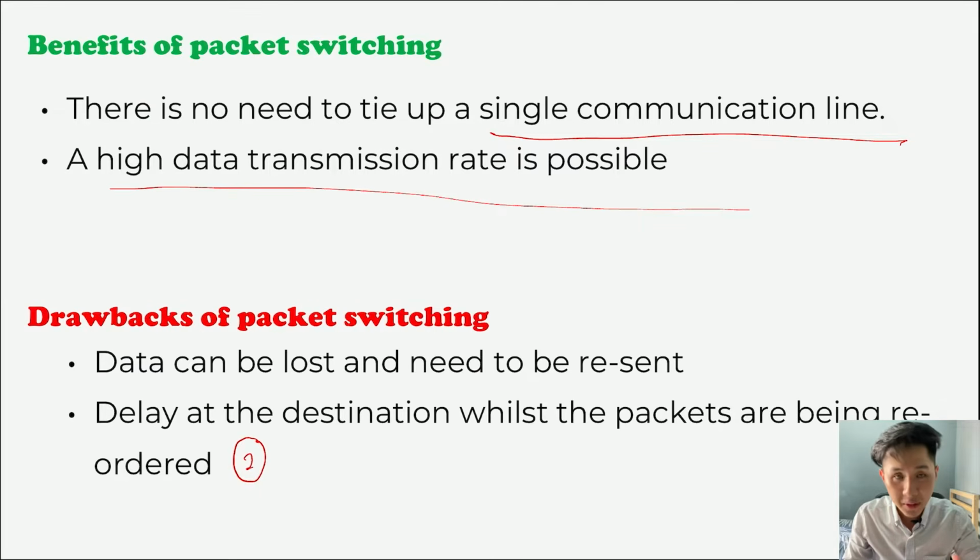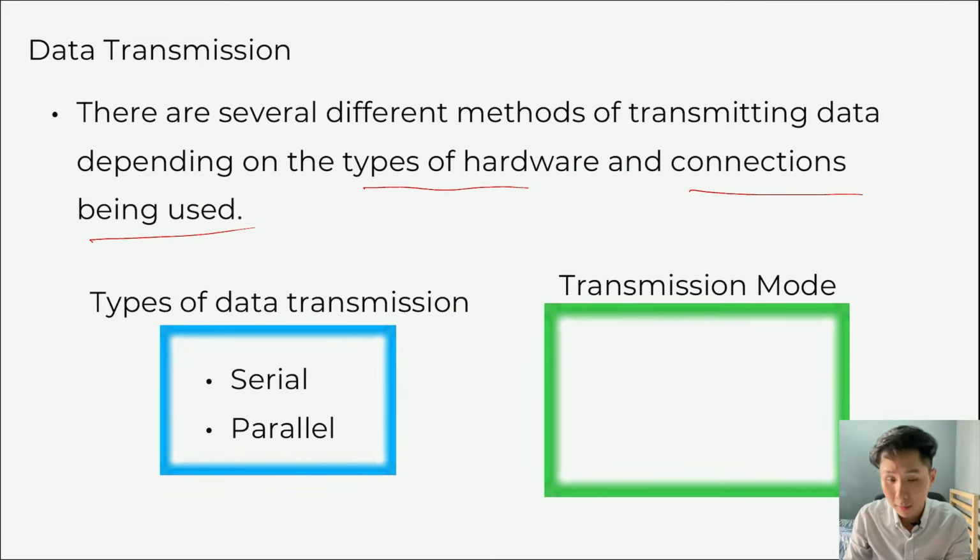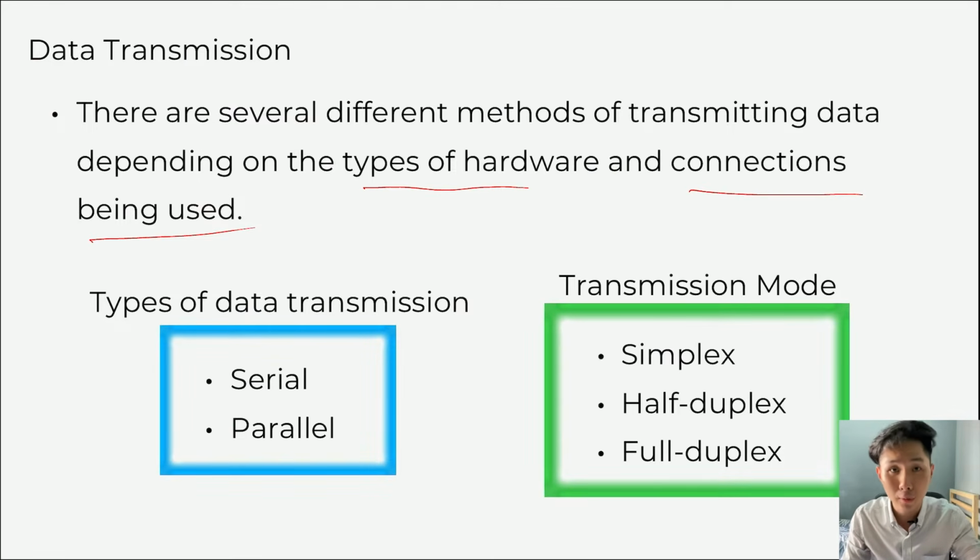Alright, so let's move on to the different ways data can be transmitted. So there are several methods of transmitting data depending on the types of hardware and connections being used. And we have two types of data transmission and three different modes of data transmission. The types are serial or parallel, and transmission mode can be categorized into simplex, half duplex, and also full duplex. And every data transmission can either be serial or parallel, and simplex or half duplex or full duplex.